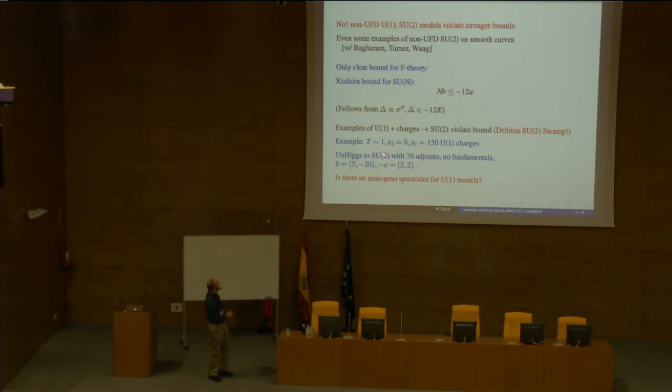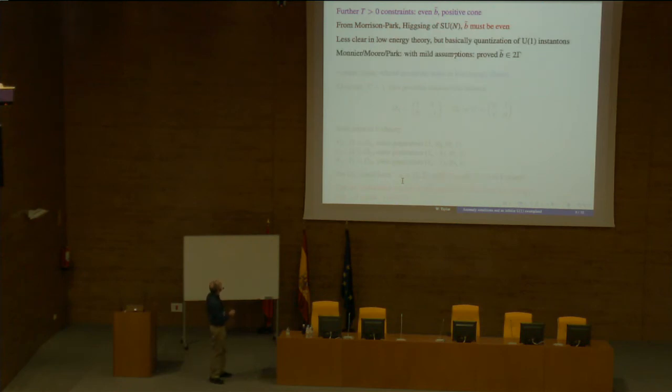For instance, there's an SU2 model with 76 adjoints and no fundamentals. That is definitely in the swamp. If you Higgs it, you get a model with 150 U1 charge 2s, but we don't know that this can't be realized in some more exotic way from F-theory. So we don't even have an analog of the Kodaira constraint for U1 models.